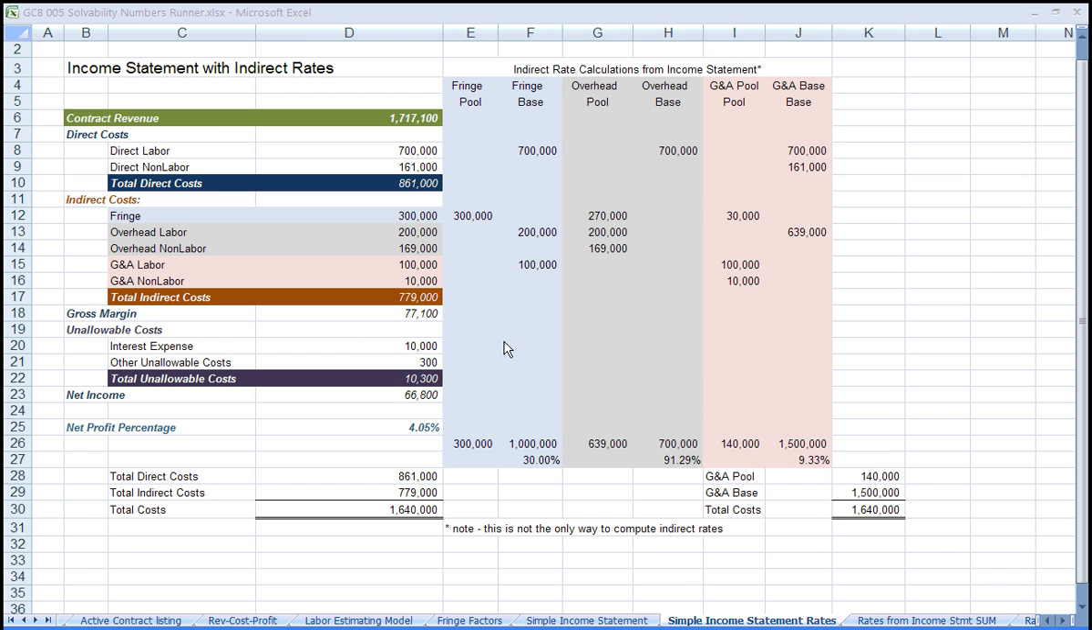Let's go from the simple income statement to show how indirect rates for bidding contracts are estimated. In this example, we're going to come up with bid rates for fringe, overhead, and G&A. The indirect rates we come up with will be used to compute RAP rates. RAP rates are multipliers for direct labor.